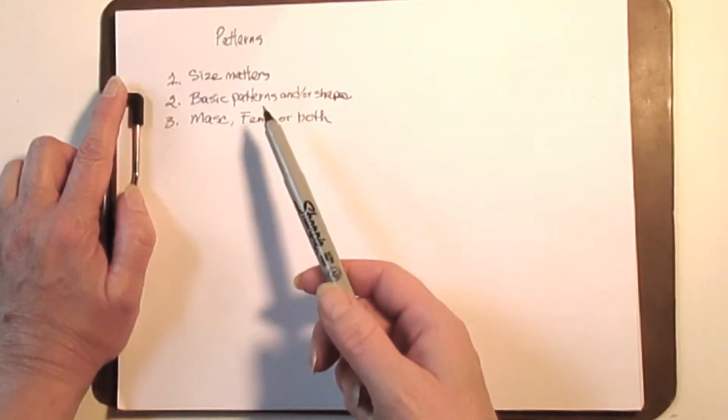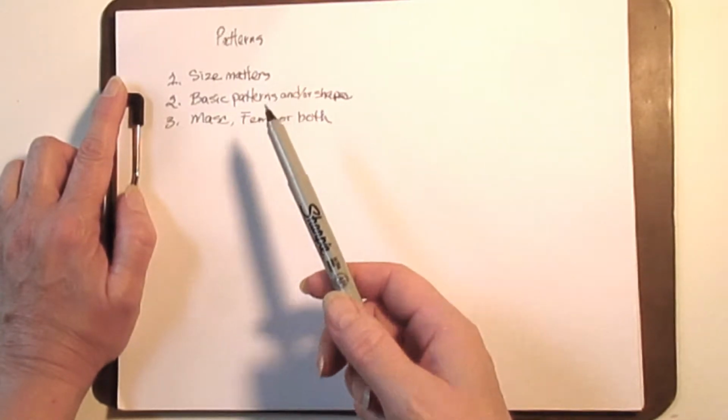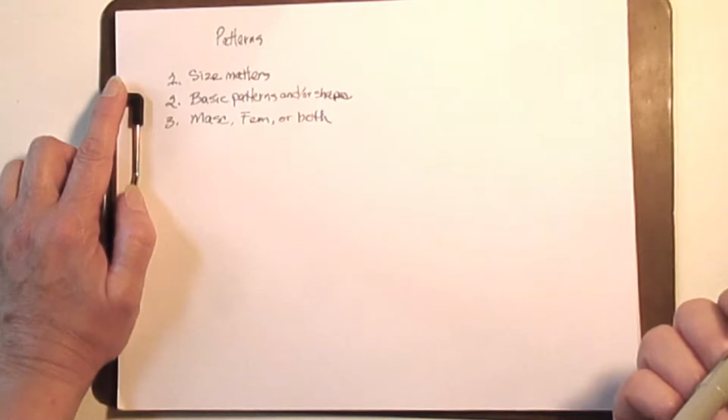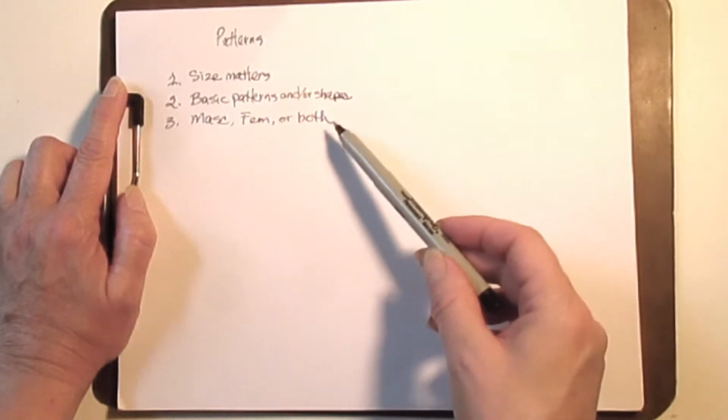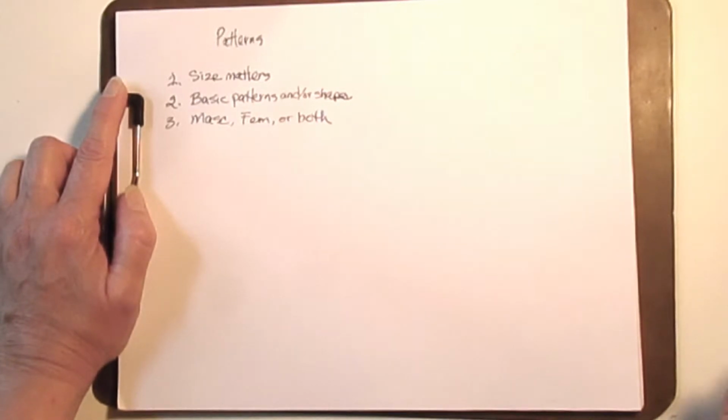Size matters. Typically you work with smaller areas, so you're probably going to want to keep with simpler patterns or designs. I don't know if you can read my writing, but that says basic patterns and or shapes. If you do have a large enough area, you can put a little image in there that you draw. But if it's too thin, you'll have to stick with basic patterns. And like in a previous lesson, you can use masculine, feminine, or both.